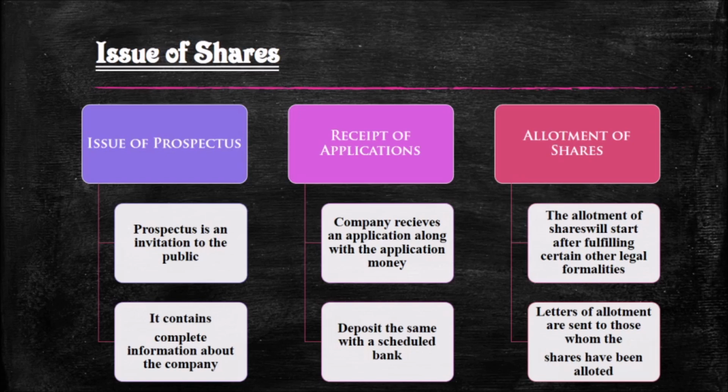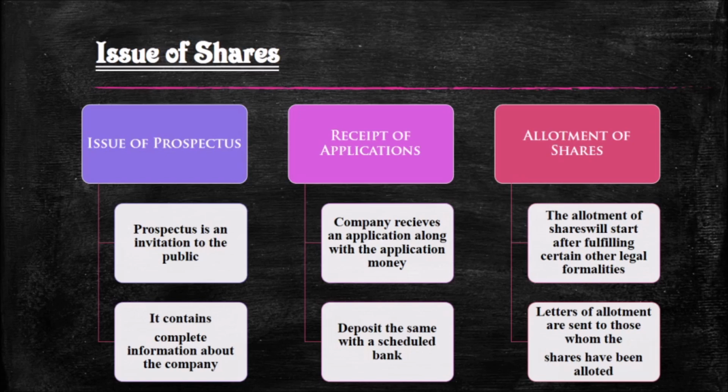So the issue of shares will begin with an invitation sent to the public, that is known as the issue of prospectus. That prospectus will include complete information regarding the company, the nature of share issuing, the value of each share, and how to pay the amount of application money and also the allotment money in different installments. So once the prospectus is sent to the public, they will start applying for the shares. They will apply as per the number of shares issued by the company.